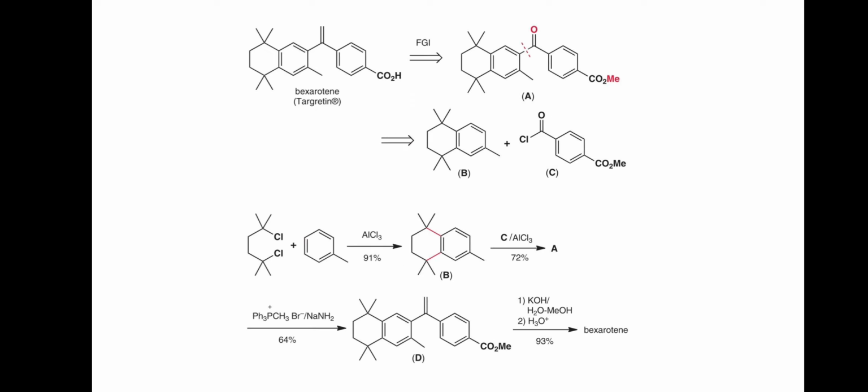Now coming to the forward synthesis. It starts from this dialkyl halide in the presence of AlCl3, a Lewis acid, and toluene. What will we get? A Friedel-Crafts alkylation reaction, and you will get B. Then to B you add C, this acyl halide. So Friedel-Crafts alkylation followed by Friedel-Crafts acylation gives compound A.